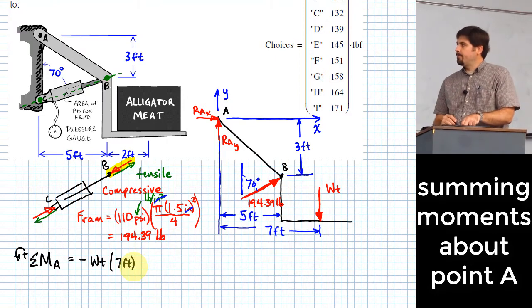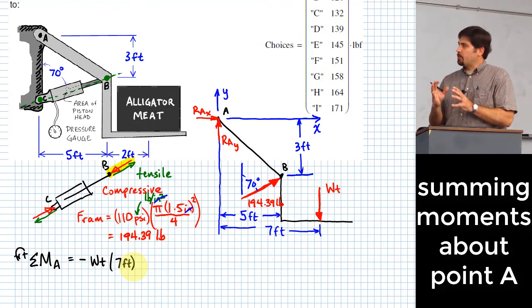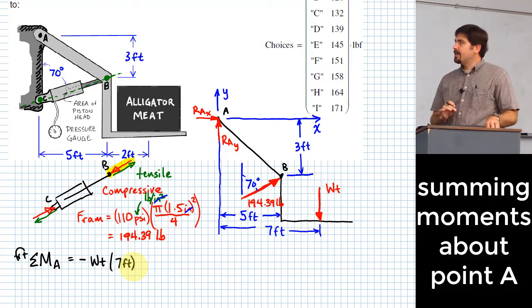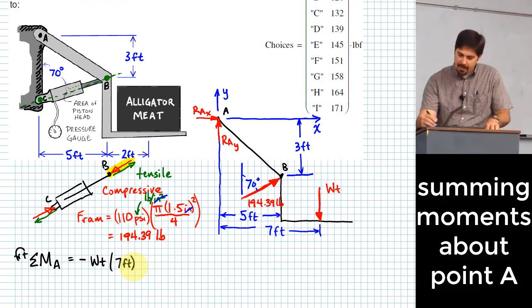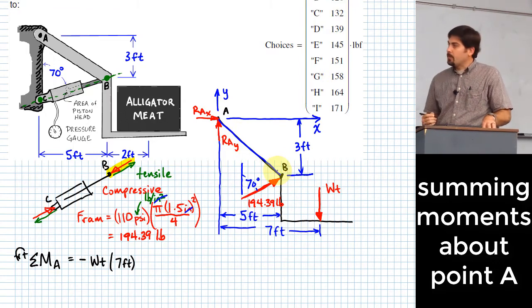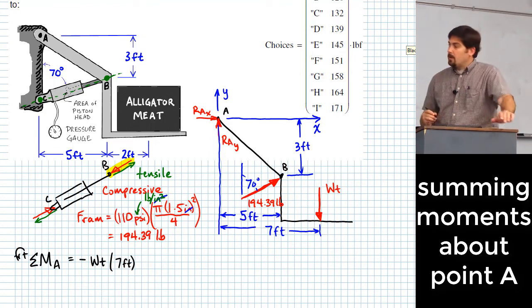Okay, then what? I need to look at the 194.39 pound force. It actually has a directionality to it of 70 degrees relative to vertical, and the location of point B relative to point A is also not simple, right? It's got two components for that length value that goes from A to B, right there. And so, how do I deal with that?